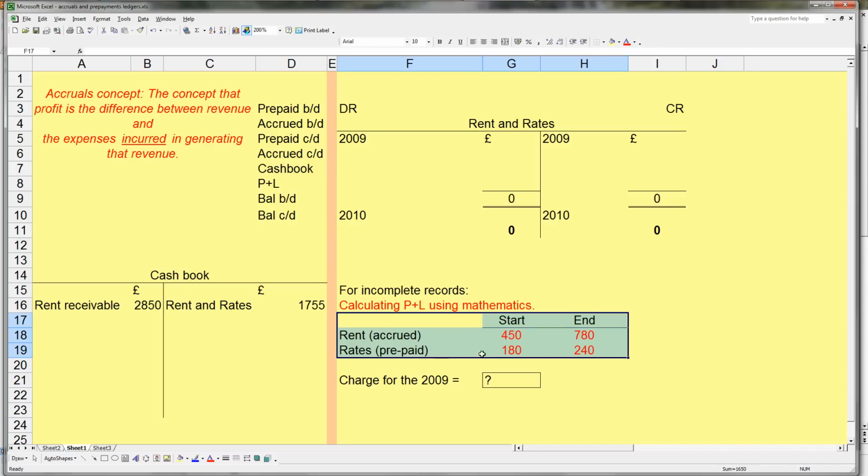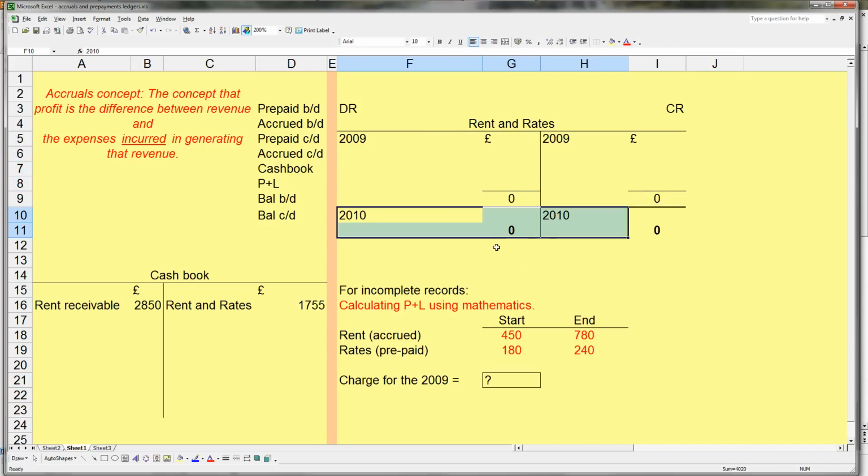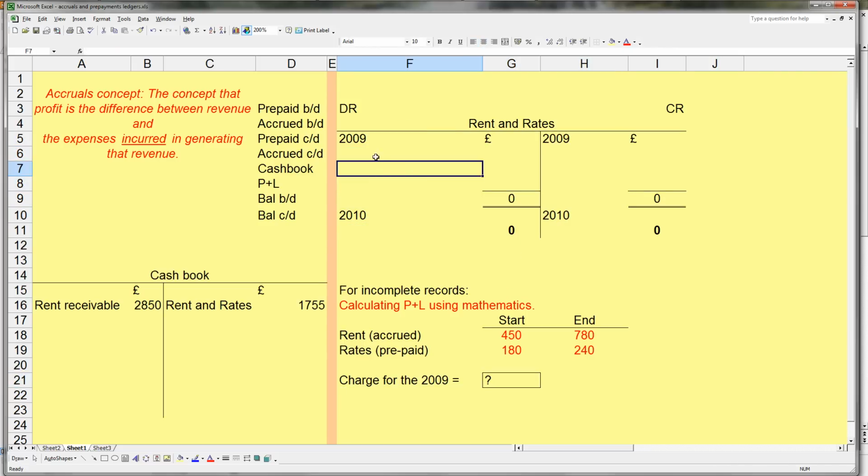So 09 is the year I want to find the charge for, and I've just got the beginning of year 10 because it's useful to understand, which you'll see. Let's fill the ledger with the logic in terms of how the ledger operates. So any rent and rates is an expense, so expenses are on the debit side. So any expenses that are prepaid at the start of the year will be the first entry on the debit side. So anything that is accrued at the start of the year, owing, is on the credit side.